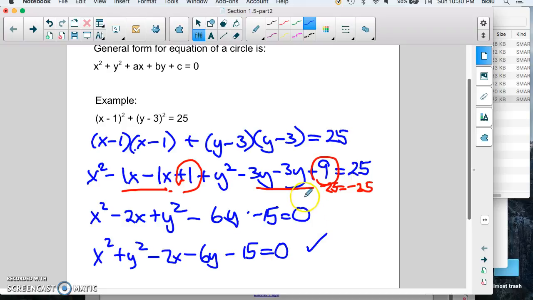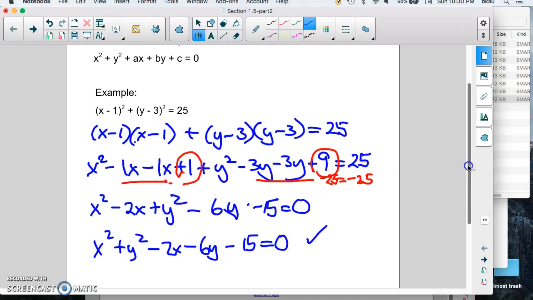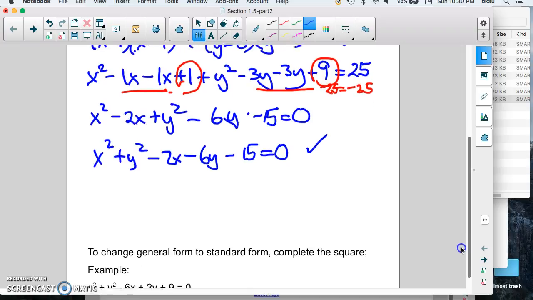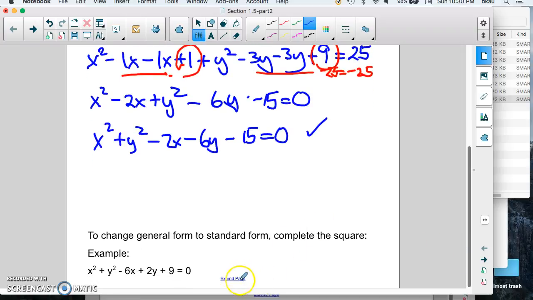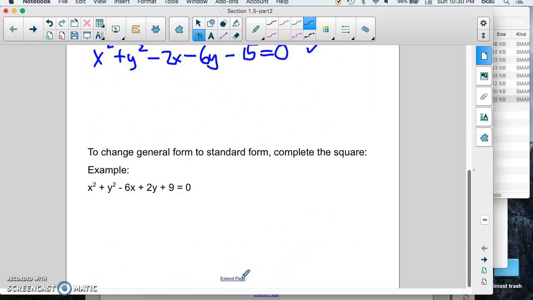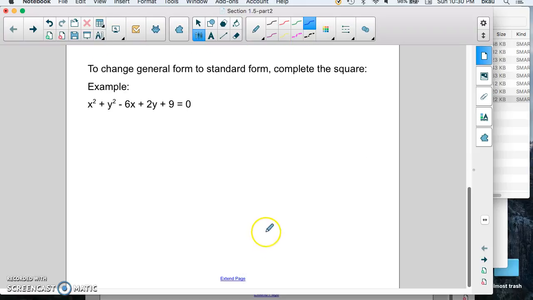So we have to do that in reverse. If we start with the general form, we have to reverse this process to get the standard form. That's a little bit more difficult to do. We have to use a method of completing the square. So completing the square is the method we're going to use. I'm going to use this example to show the process of completing the square.